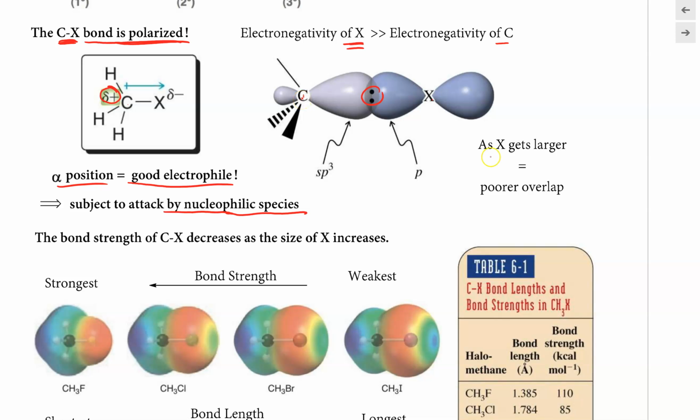Okay, so as we can see, as this halogen gets larger, it becomes bigger, and the overlap between this orbital also becomes weaker, making this bond right here weaker. So a weaker bond as the halogen gets larger.